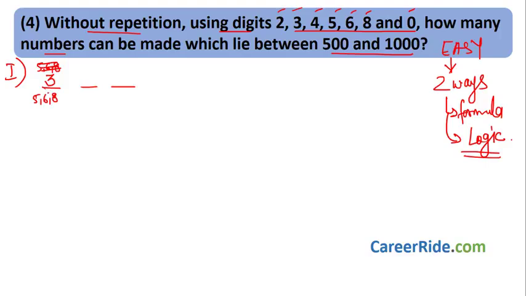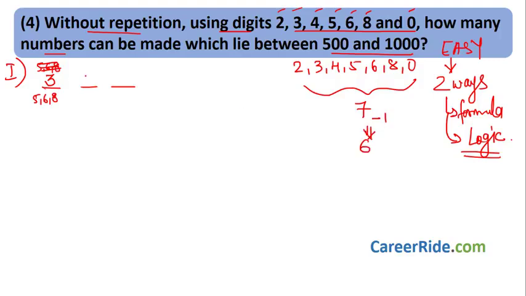Since they have given that there should not be repetition, that means of the total numbers 2, 3, 4, 5, 6, 8 and 0, total are 7. Out of that, 1 number gets utilized over here. Whichever number it is out of 5, 6, 8 doesn't matter, but 1 number gets utilized. So how many are remaining? 7 minus 1, remaining are 6.